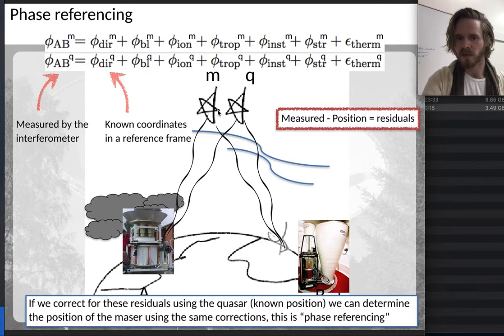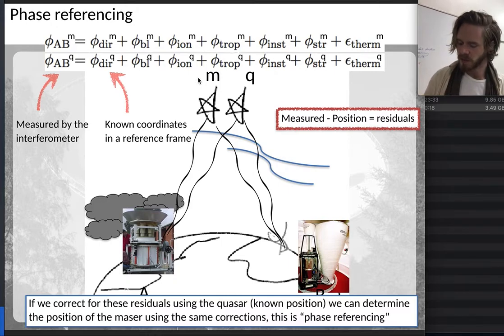So it'll give you the position difference between these two. And this will be relative astrometry, so relative to the quasar, but this technique of applying the delay residuals from the calibrator source to the target is called phase referencing. And again, I have to emphasize, phase and delay are the same. I want you to think of them as the same thing for now.